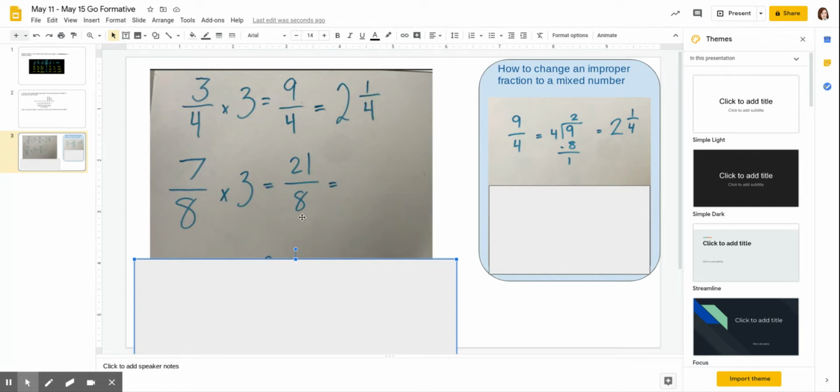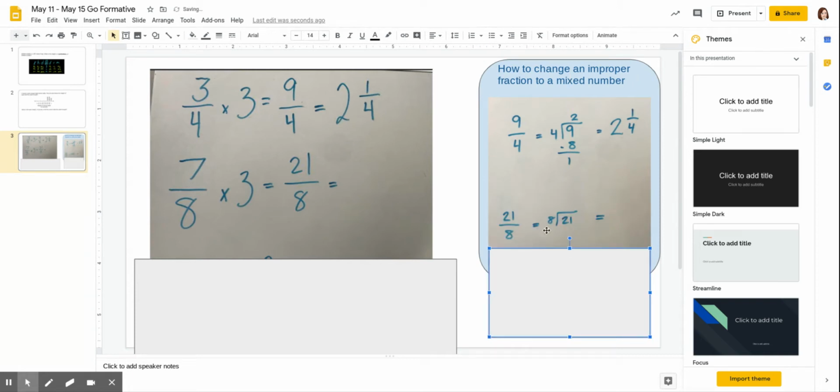So again, this here is an improper fraction. The numerator is larger than the denominator, so you have to change it to a mixed number. So you can do the same thing. Figure out how many groups of 8 will fit into the 21, or just do 21 divided by 8.